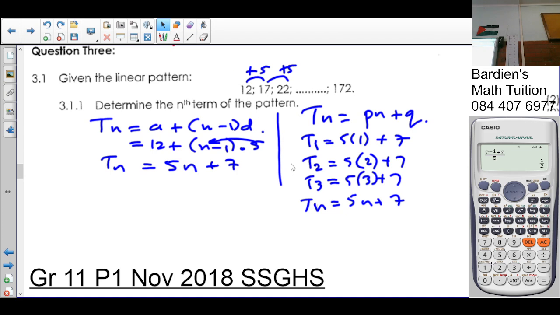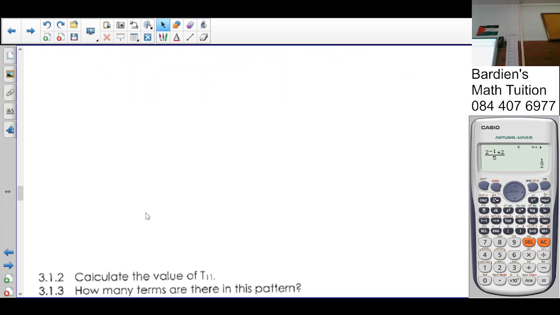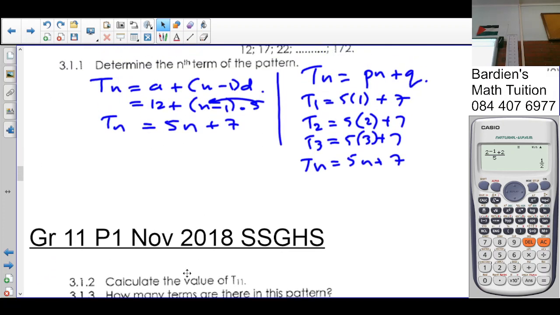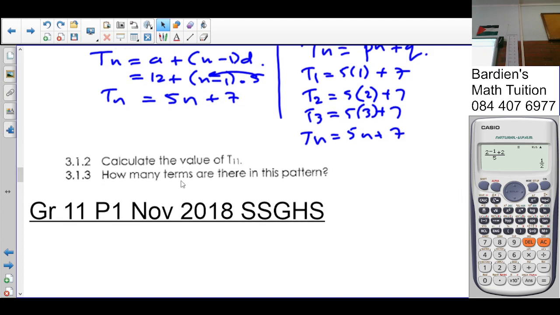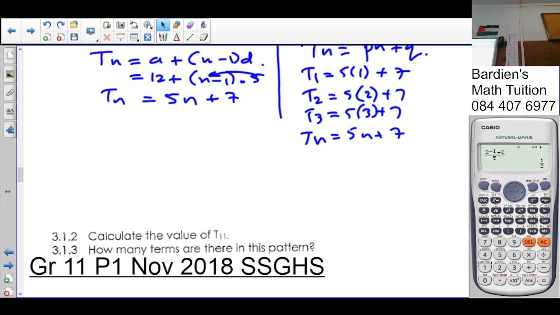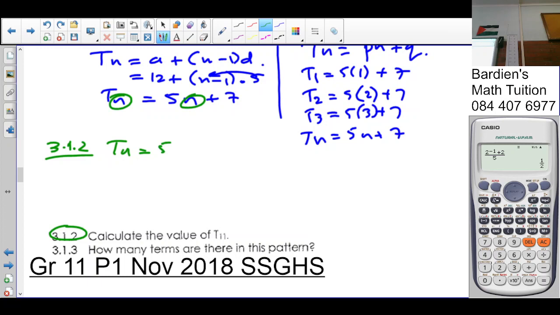Okay? Then in 3.1.2, the question says, calculate the value of the 11th term. So T11. Wherever I see n, I put an 11. So 5 times 11 plus 7. So it's going to give you 55, it's going to give you 62. So is T11 62? Yes.